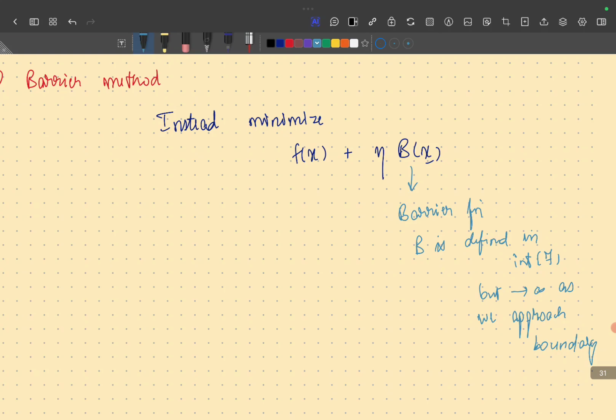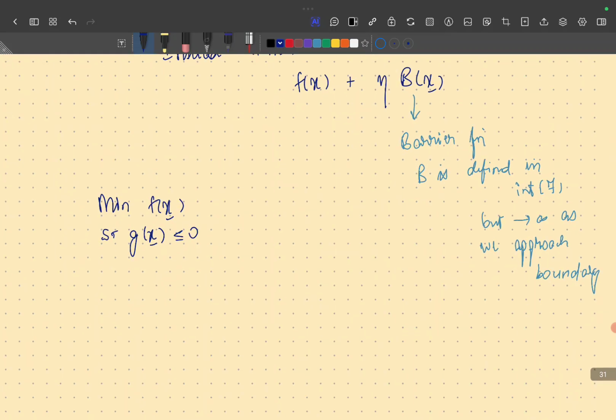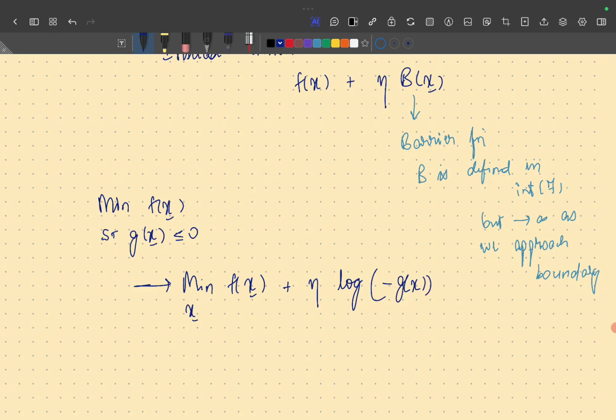So for instance, suppose the actual problem was minimizing f of x subject to, let's say, one inequality constraint, g of x less than or equal to 0. You could choose the barrier method to convert this to minimize f of x plus eta times, let's say, log minus g of x.